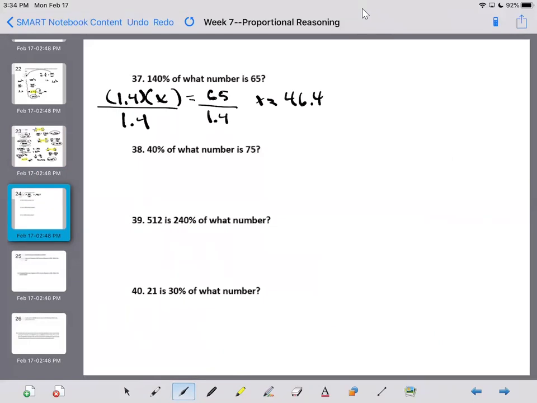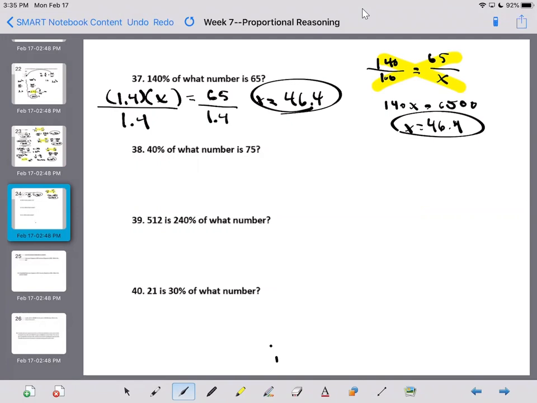You want to use the proportion, you would say 140 divided by 100 is equal to 65, which is the part, and the whole was unknown. So 140x equals 6,500. Take 6,500 divided by 140, and you're going to find it to be 46 4/10 as the whole.